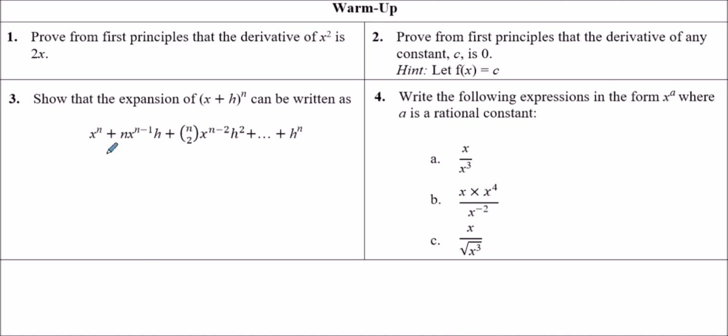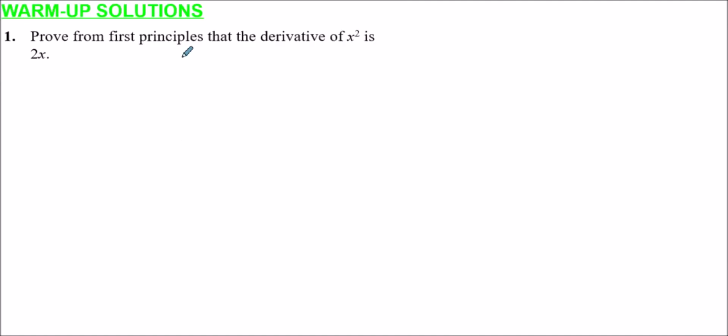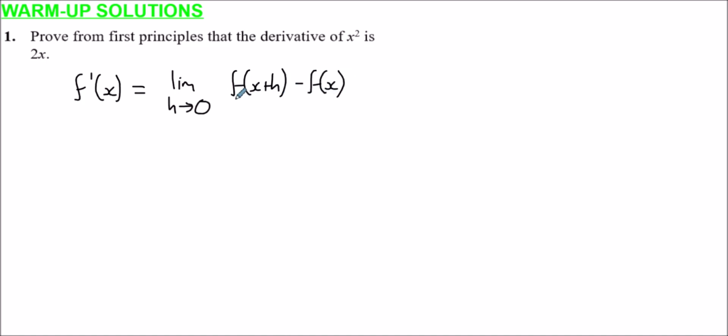Okay, so let's have a look at question 1. Question 1 is a recap from the other lesson, where we're going to prove from first principles that the gradient function of x squared is 2x. So we can always define the gradient function, f dashed of x, as the limiting case when h goes towards 0 of f of x plus h minus f of x, all divided by h itself. So here, f of x plus h, where the function is just squaring the input, is going to be x plus h all squared.